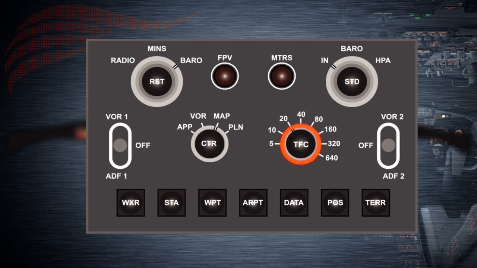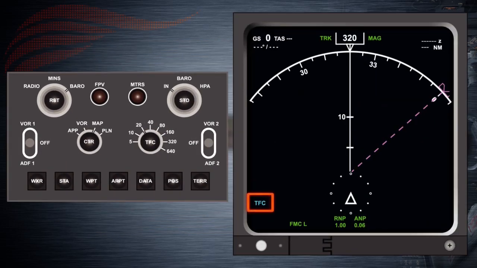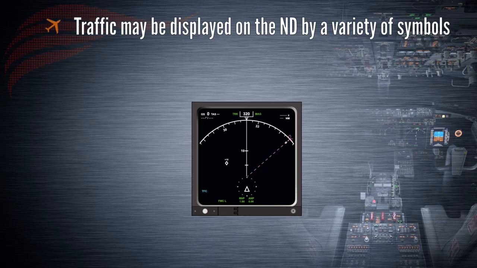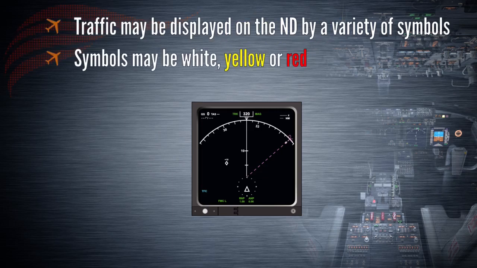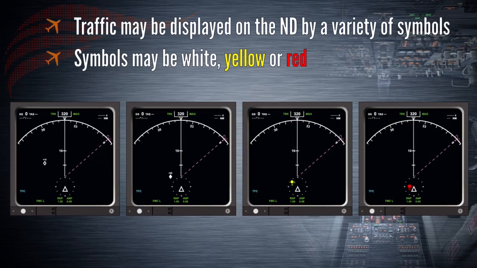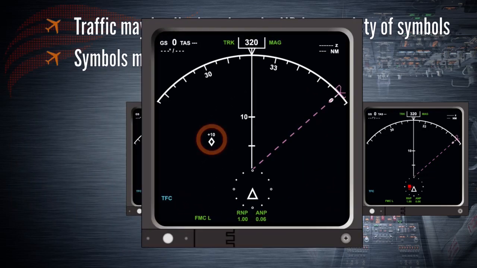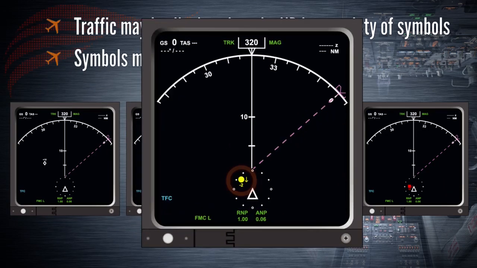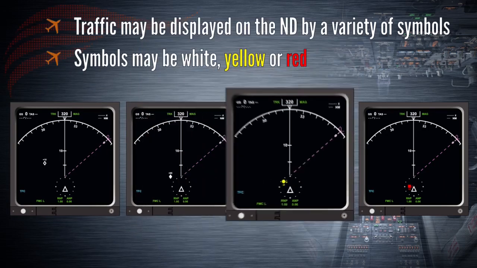When traffic is selected on, the cyan traffic annunciation appears. Traffic may be displayed on the navigation display by a variety of symbols. Symbols may be white, yellow, or red depending on the severity of the situation. There are 4 main classes of symbol that TCAS will generate on the navigation display: an open white diamond, a filled white diamond, a filled amber circle, and a solid red square.